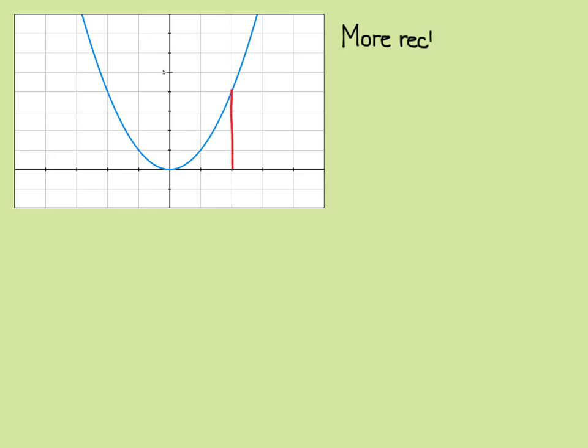Let's try another example where we have more rectangles. So this time I've split the interval into 6 equal-sized chunks, and just like before, I draw the rectangles by choosing the right end point of each of my 6 intervals, tracing it up until I hit the curve, and calling that the height of that rectangle.